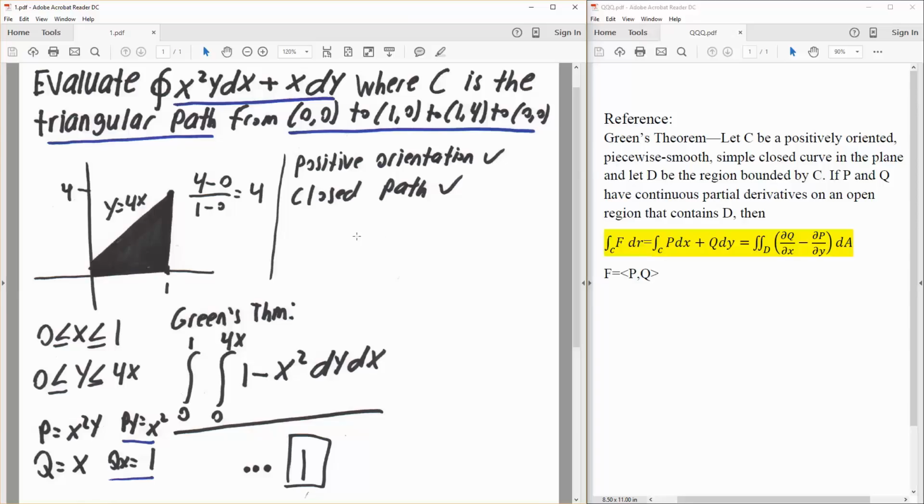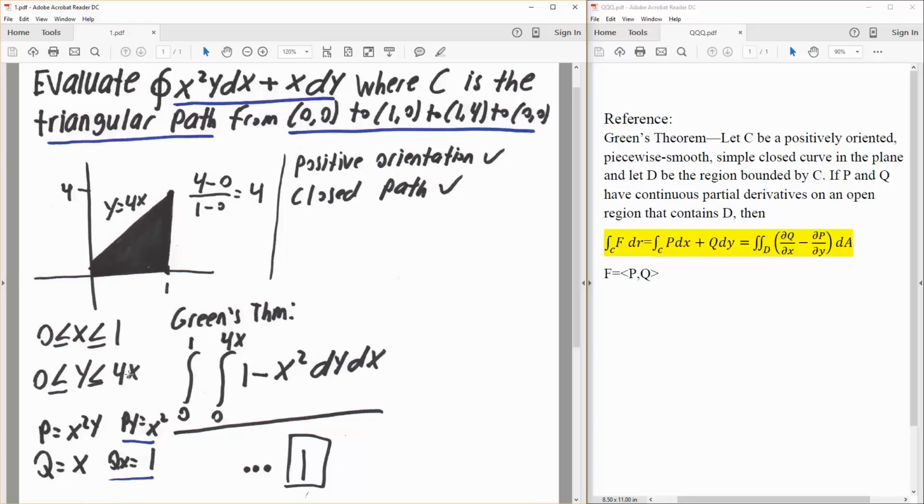So let's get started. This figure has positive orientation and it's a closed path. That's good, so we can use Green's theorem. And we know for x it's going to go from 0 to 1. That's fine. But for y, this point is (1, 4) and this point is (0, 0), so the slope will be (4 minus 0) divided by (1 minus 0). So we can say y equals 4x, so y goes from 0 to 4x.